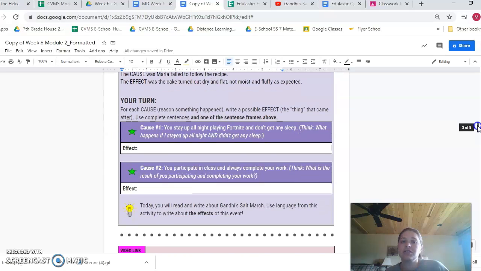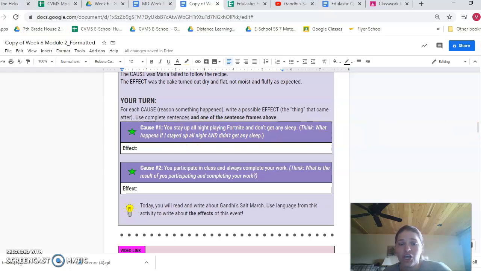So it is now your turn. For these causes, you are going to list the effect. So for each cause or reason something happens, write a possible effect or the thing that came afterwards. Use complete sentences and one of the sentence frames above.